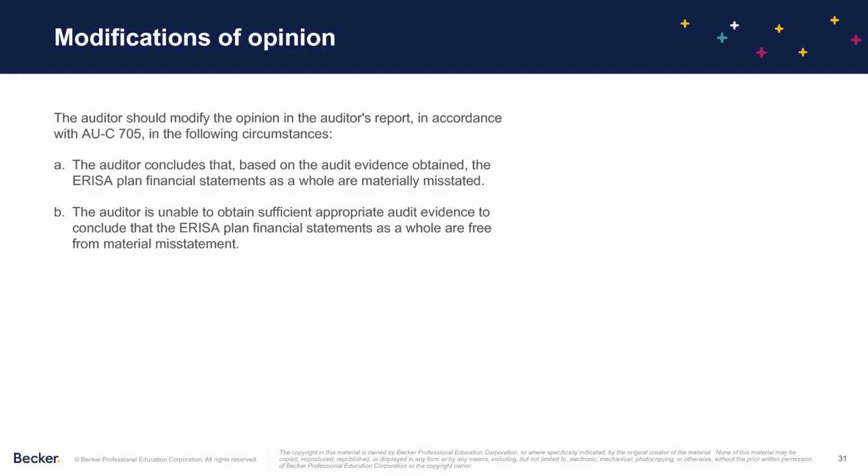So when we are modifying the opinion in accordance with AUC Section 705, we conclude that based on the evidence obtained, the financial statements are either materially misstated as a whole, or we're unable to obtain sufficient appropriate evidence to conclude whether those financial statements are free from material misstatement. So we would head back that way.